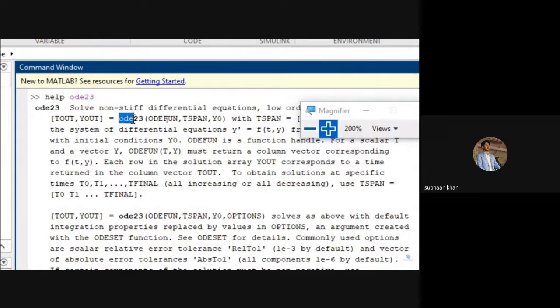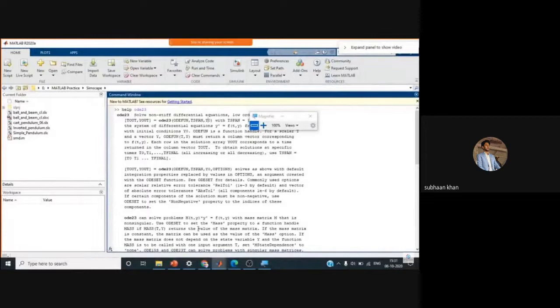In this, ODE23 is nothing but the name of the function with which you are going to solve that particular function. So whatever the spring mass function is should be provided as an input here. Then we need to provide a T span, and this is nothing but the initial condition. So that is the way we are going to solve it.